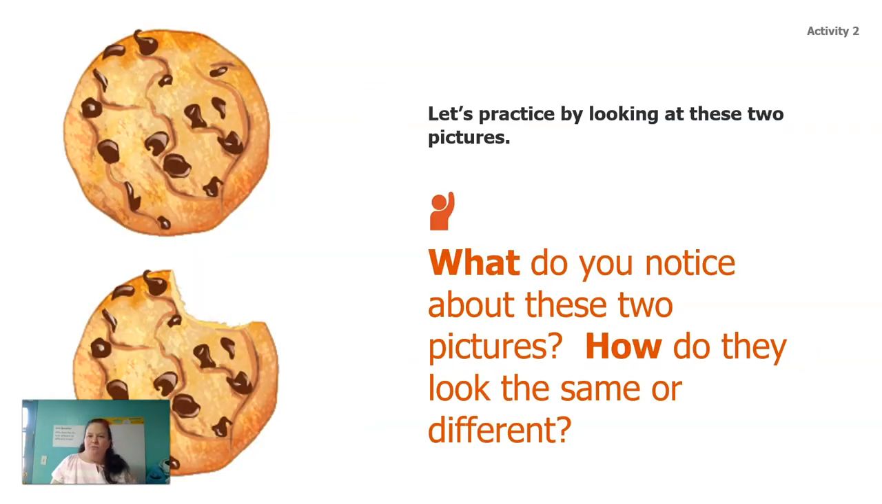So I wanna practice with cookies so that we get the difference between these what and how questions. So what do you notice about these two pictures? Let me look at these two pictures. What do I notice? How are these two pictures different? Okay, so I notice that the top cookie is a whole cookie, and then the bottom cookie is missing a piece, right? So that's how they're different and what I notice. I notice that it's two cookies. It looks like maybe they're chocolate chip. Maybe I'm hungry. Okay, so that's the what or how questions.